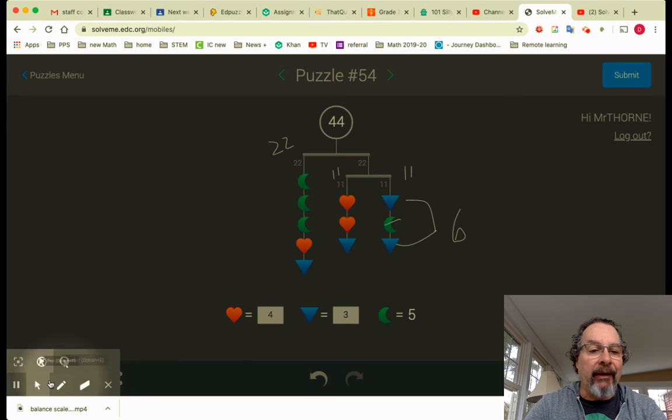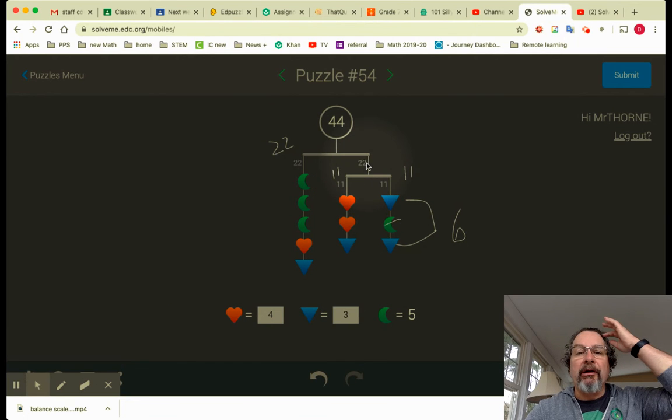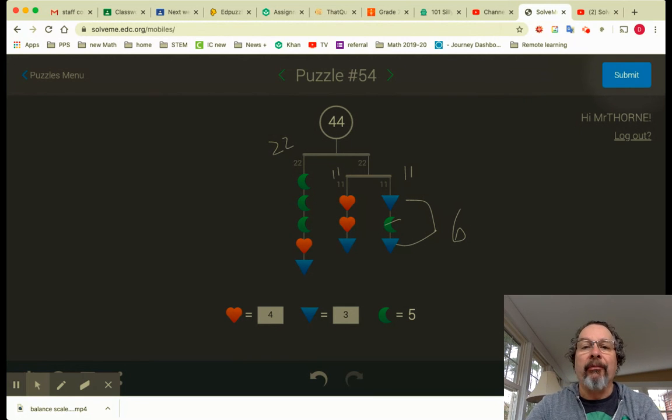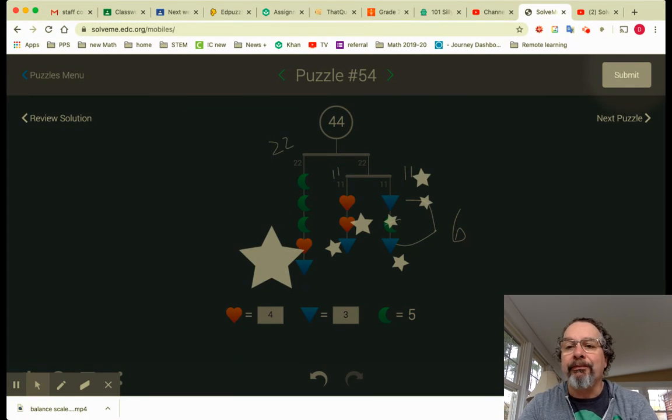When you're working on your own, if you go into the settings, which are behind this toolbar (this toolbar is for my recording), you can click the button that says show the numbers as you solve. So these numbers will show up on their own. That could be helpful. And we're going to do one more.